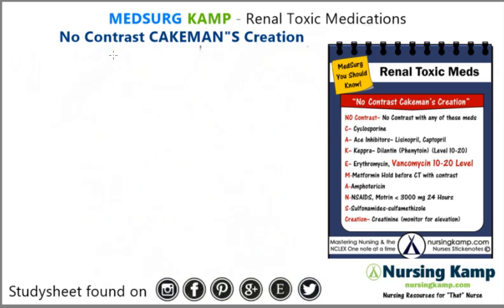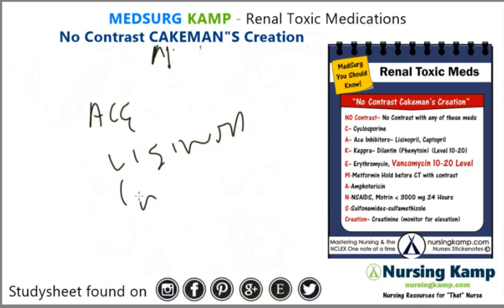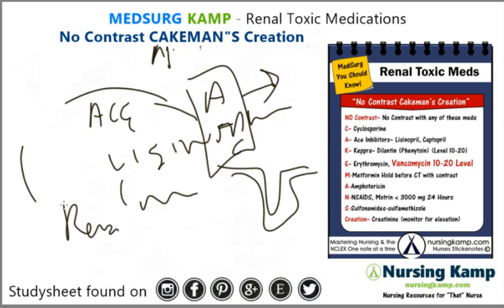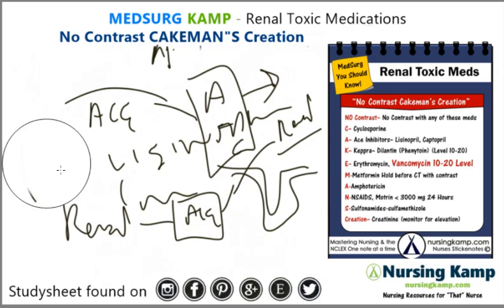Cyclosporins is the C. ACE inhibitors like lisinopril and captopril. Please see my ACE inhibitor lecture. It's interesting because renal patients often receive ACE inhibitors, which is contrary, because they also cause renal problems. It's just interesting to note.